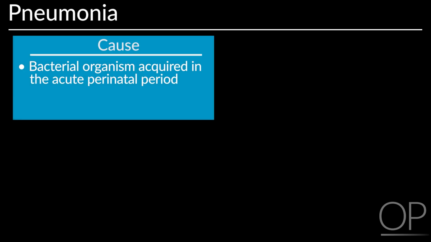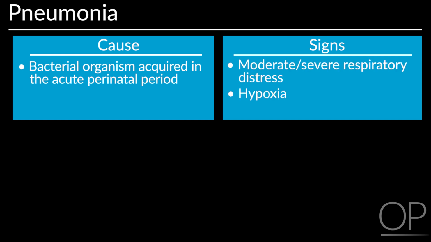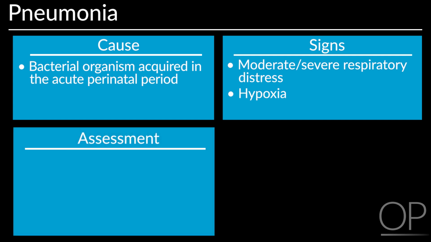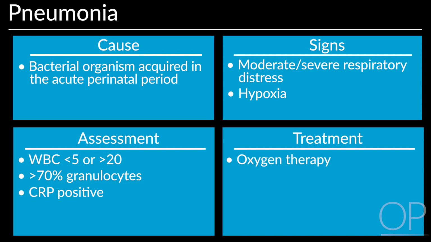Pneumonia is typically a result of a bacterial organism acquired in the acute perinatal period. The most common organisms are those near the birth canal. Signs of pneumonia include moderate to severe respiratory distress and hypoxia. To assess for pneumonia, look for white blood cells less than 5 or greater than 20, or greater than 70% granulocytes, and CRP positive. When treating pneumonia, follow the general management strategy for respiratory distress.